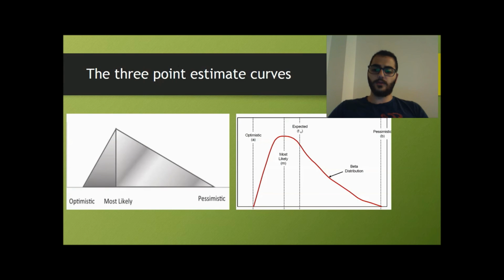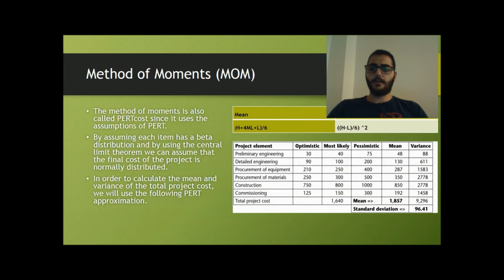The three-point estimate curve, as you can see here, is a little bit skewed to the left, which helps us later assume it as a beta distribution. For example, beyond the optimistic and pessimistic values, the probability is almost zero, which is not quite accurate, but again, this is an approximation. The method of moments is also called PERT cost, since it uses the assumption of PERT. The mean is the highest value plus 4 times the most likely plus the lowest value, over 6. As for the variance, it's the highest minus lowest value over 6, squared.